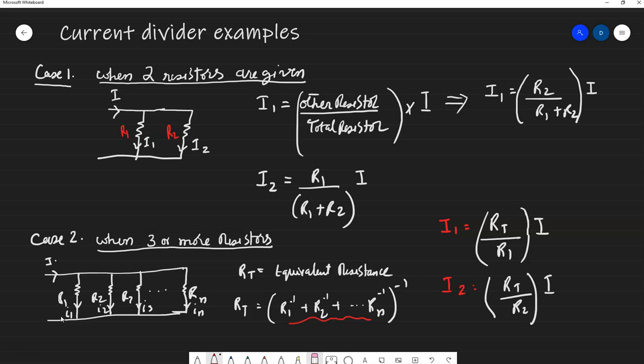Then the current I1 will be the total resistance divided by the resistance R1 times I. If you want to know the current in R2, it is the total resistance divided by the resistance in this branch, R2, times I. Similarly, if you want to find the current in resistor R3, I3 will be equal to the total resistance divided by the branch resistance times this current I.